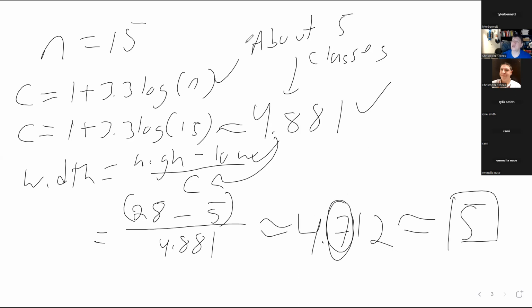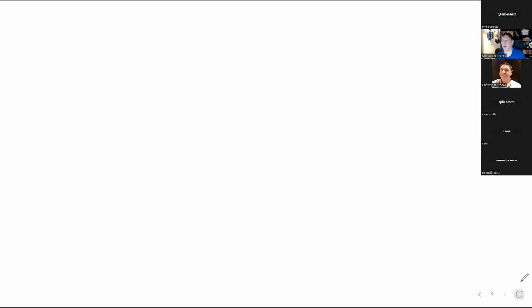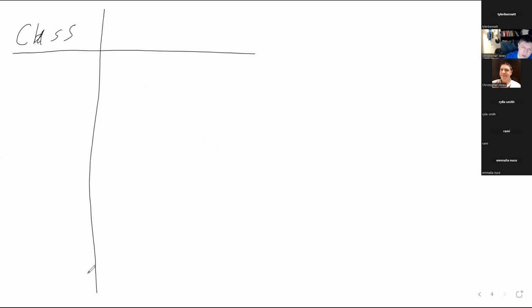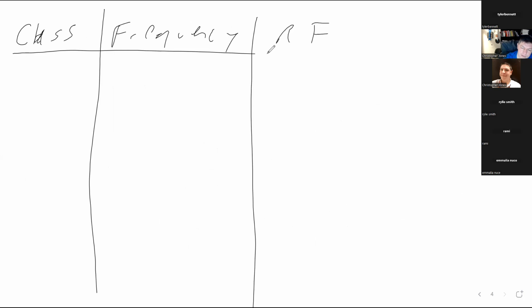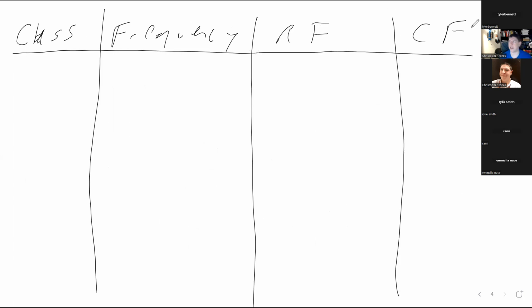All right, folks. Now we're going to construct our frequency distribution. Remember, 4 columns for our frequency distribution. We have our class, which is the hardest one to set up. Once we have the classes, the rest follow: the frequency, the relative frequency, which I'll abbreviate as RF, and then CF.